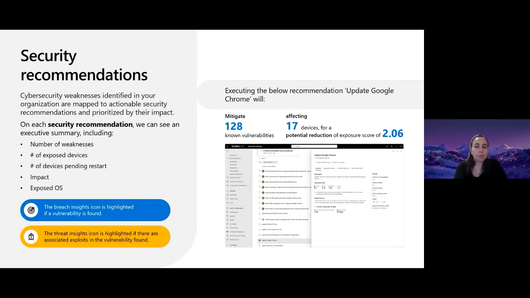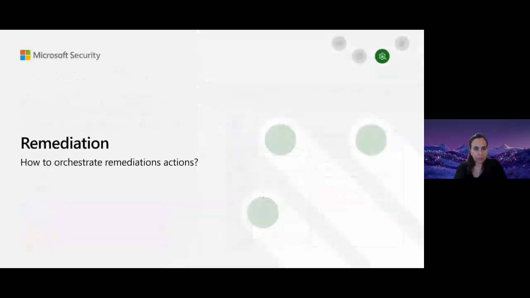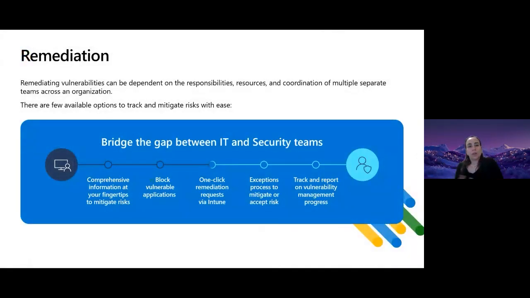So vulnerability management teams or security personas usually get into the security recommendation and check what they need to do to reduce risk and protect the organization. So now that we know that we have prioritization, we need to remediate. I know what the gaps in my environment are and how I want to handle them.